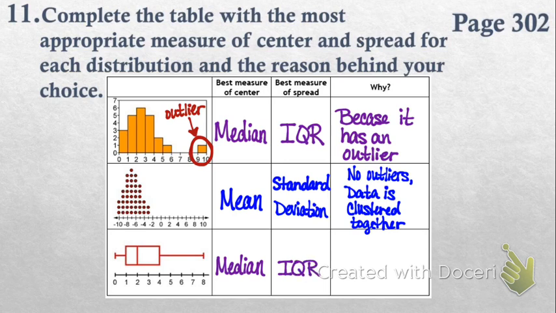And why? Because it has an outlier. Where is the outlier? 8. Yep.